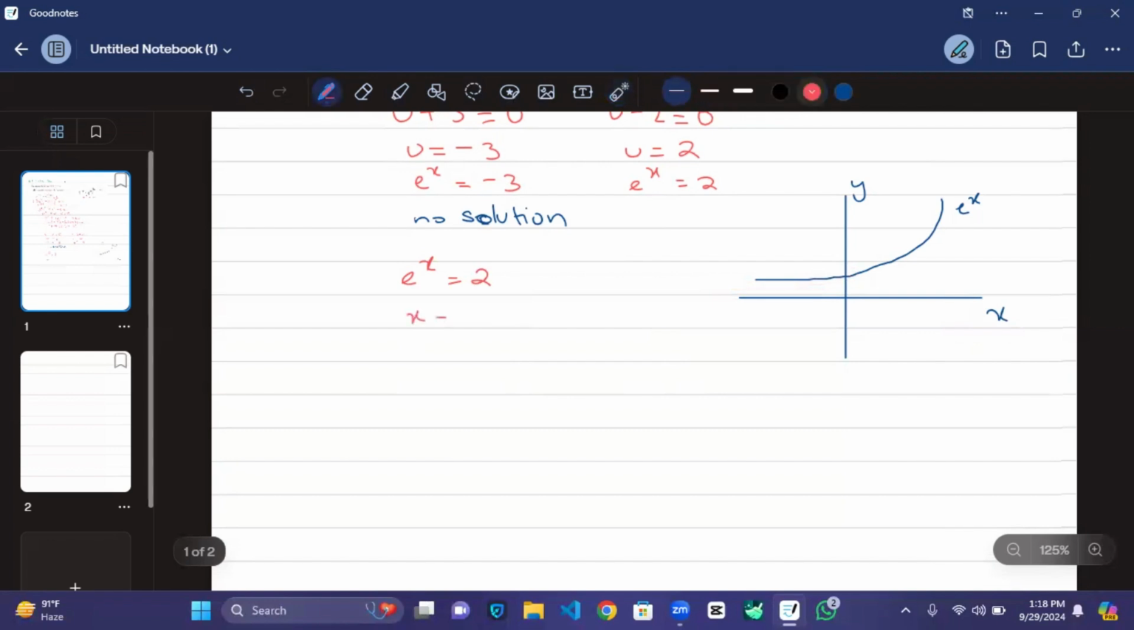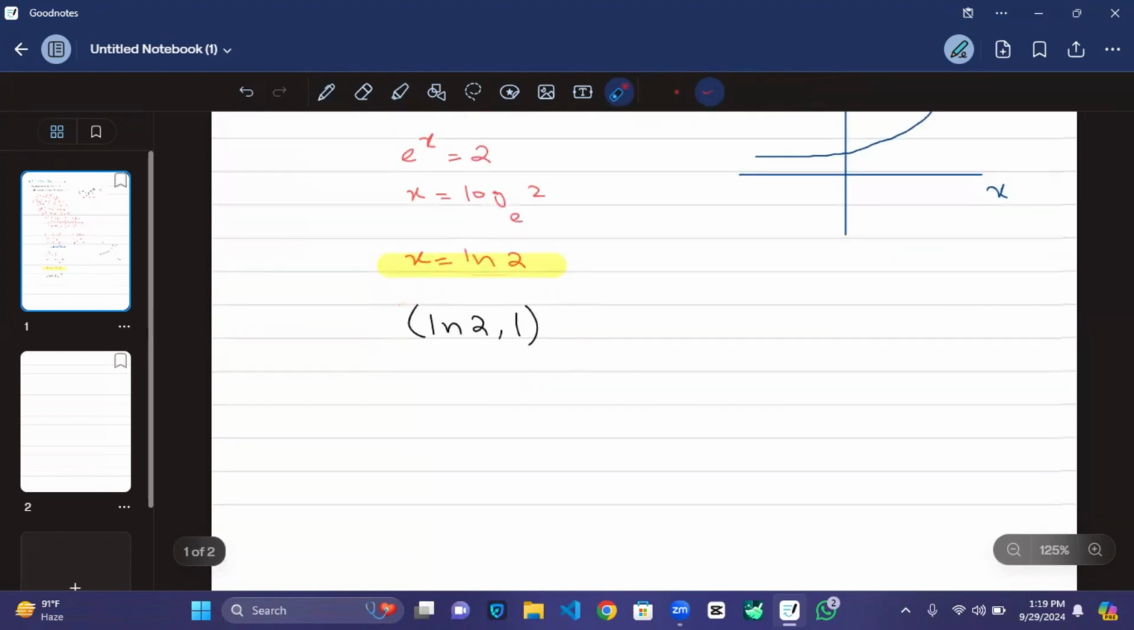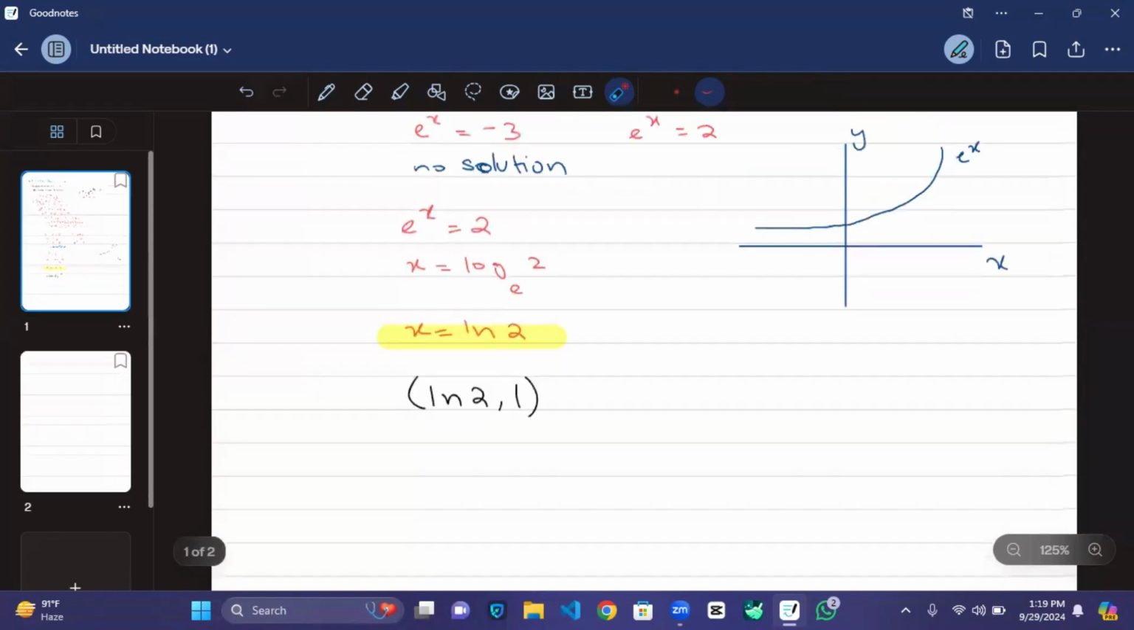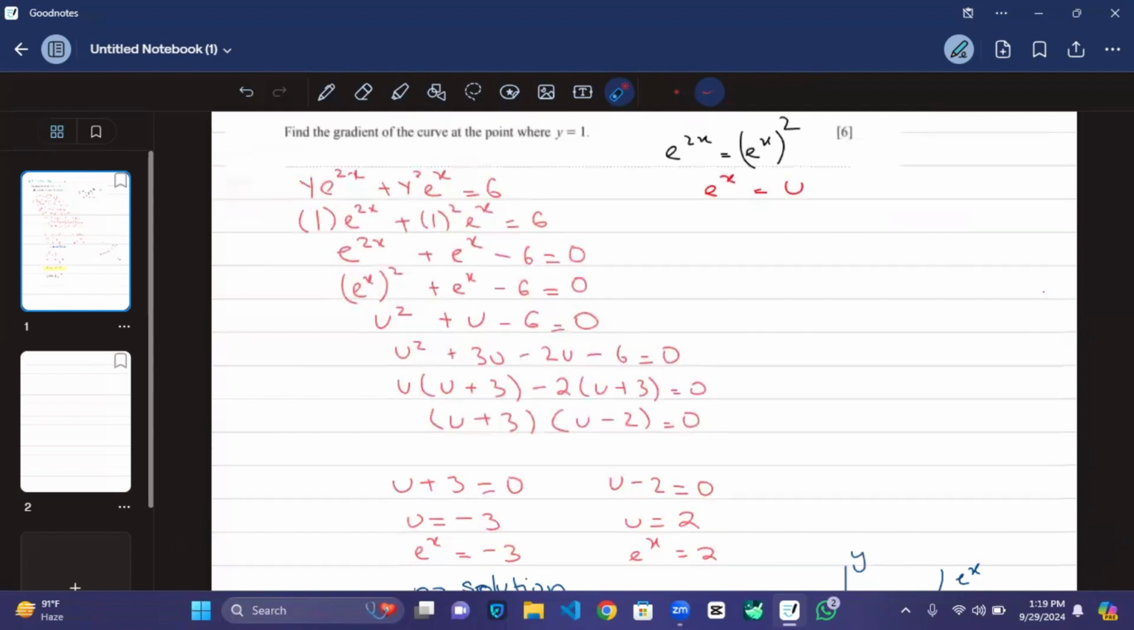So it will become x is equal to log base e of 2, and x is equal to ln 2. Basically, this is the value of x, or the x coordinate, at which the value of y is 1. So the whole coordinate will be ln 2, comma 1. The x coordinate is ln 2 and the y coordinate is 1. So let me write the equation of the curve onto a separate page.